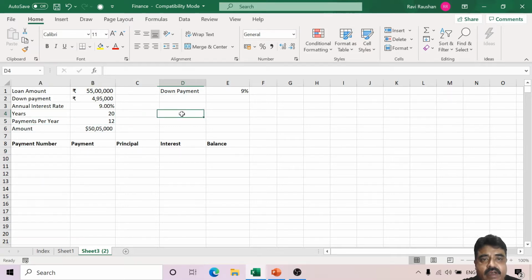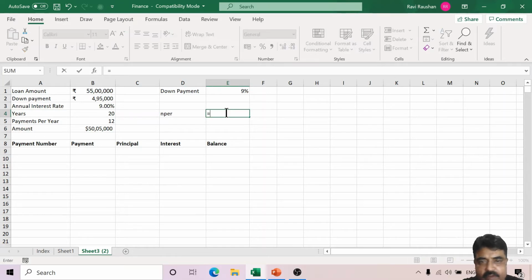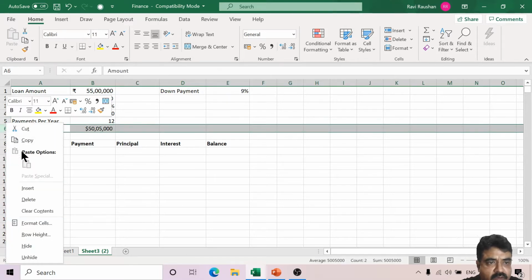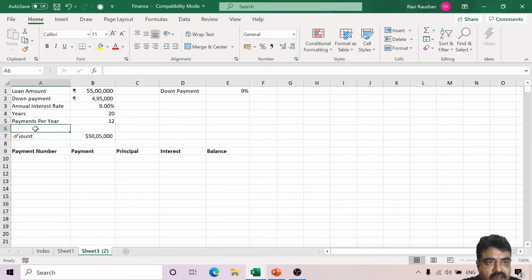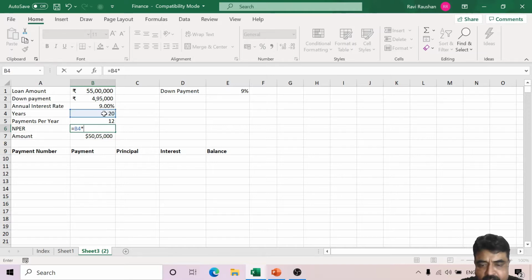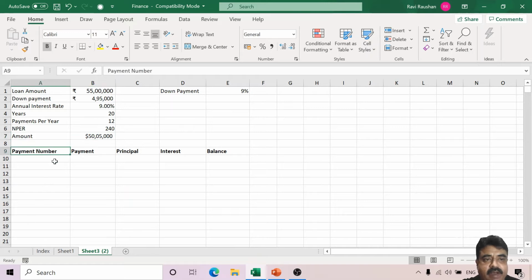If I really want to calculate the NPER, just a moment, instead of here, I can insert a row and calculate the NPER to remove any confusion. NPER will be this multiplied by this 12. Okay, now the first thing, the payment numbers. We'll calculate the payment numbers. You remember we'll have 240 payments.